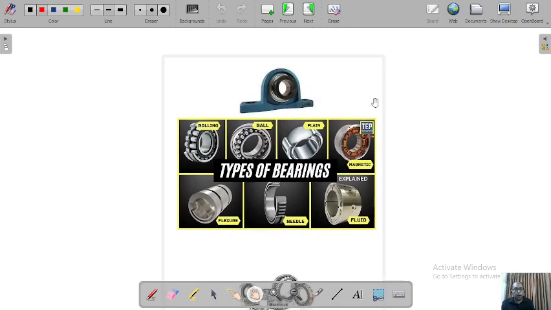Okay. This is a general bearing. What is this? This is the housing. And this is the bearing. And in this we can place a shaft.